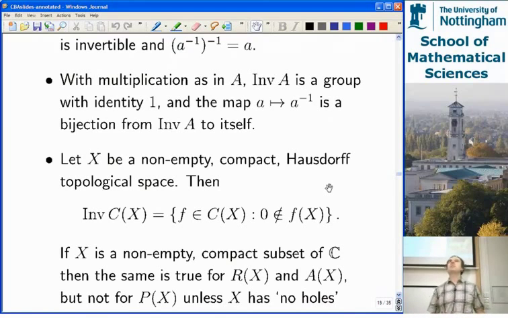And then I've given you some examples. When we took a compact Hausdorff space X, and then we looked at C of X, which was the Banach algebra of continuous complex valued functions defined on X, then the invertible elements were just those which didn't take the value 0. And in those cases, you can just do 1 over the function. So that's no problem.